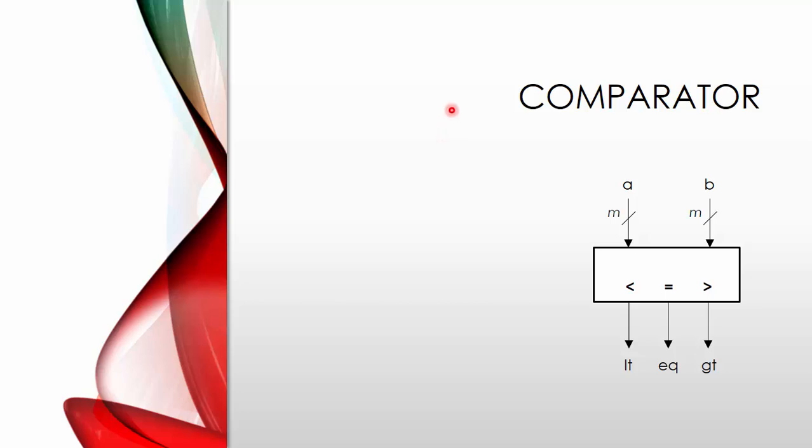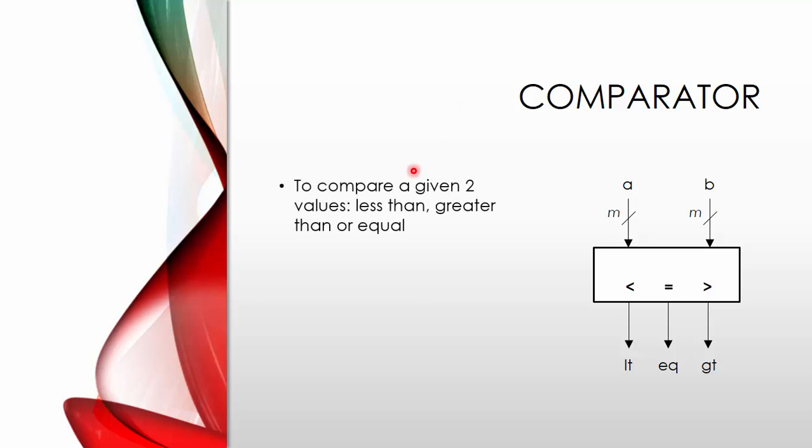Next is comparator. Comparator is to compare a given two values, either they are less than, greater than, or equal. And of course, sometimes we also want to check whether they are less than or equal to, or greater than or equal to.